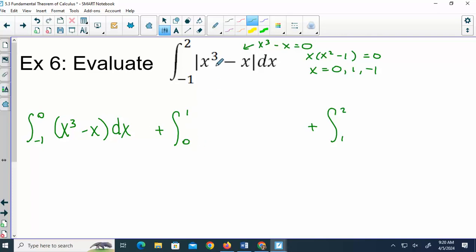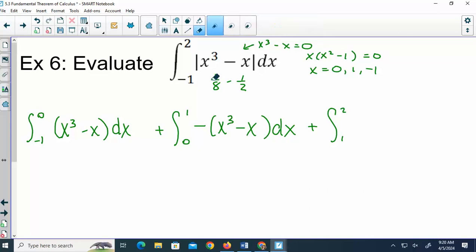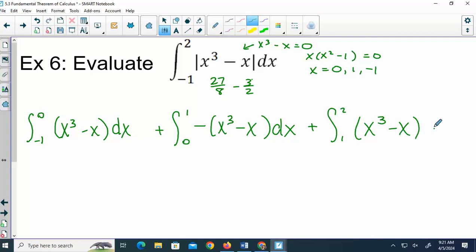If you do between 0 and 1, so like positive 1 half: 1 half to the third is 1/8 minus 1 half. Is that positive or negative? Negative. So the absolute value would do the opposite of it. If you go between 1 and 2, so like 3 halves: 3 halves cubed would be 27 over 8 minus 3 over 2. Right. 3 over 2 is like 12 over 8. 27 minus 12 is positive. So this part, nothing changes.